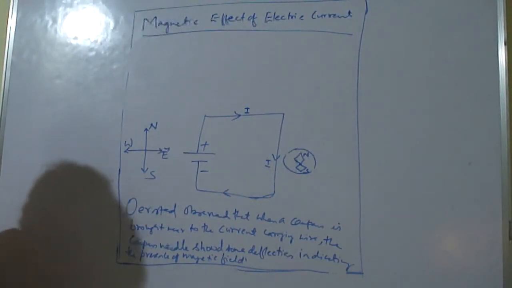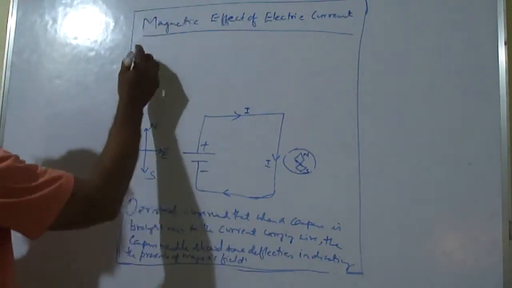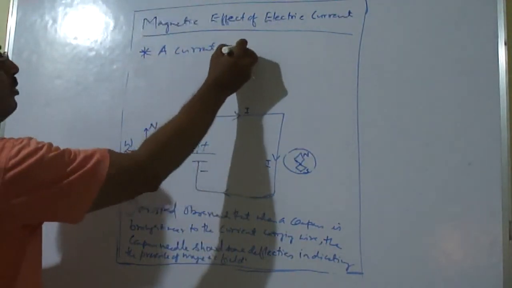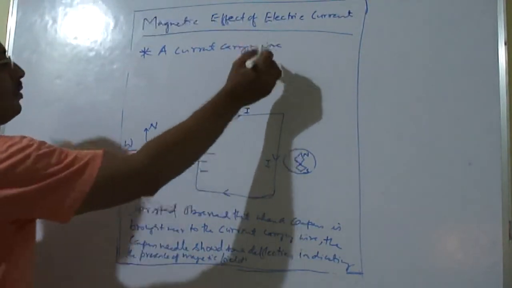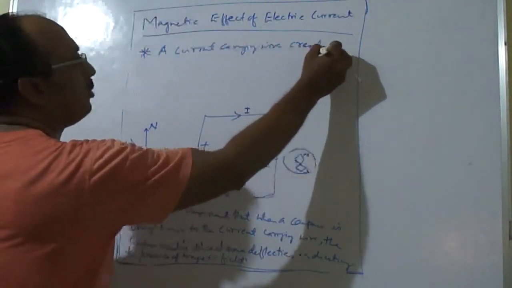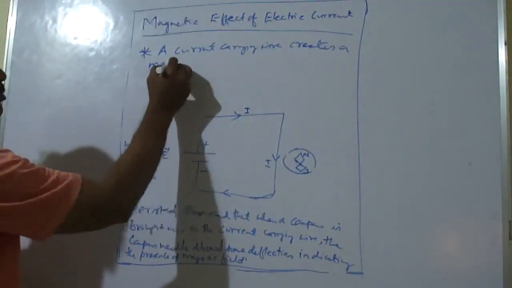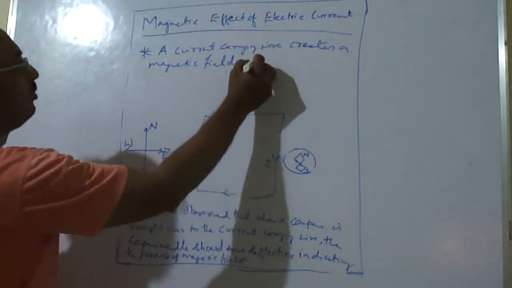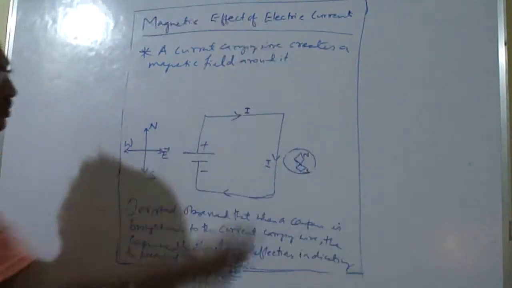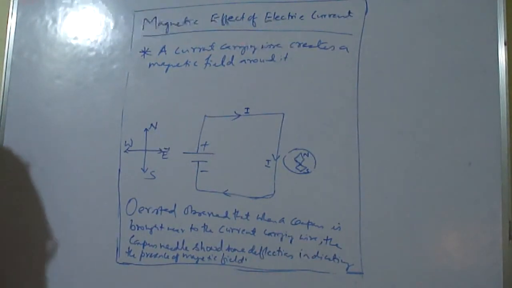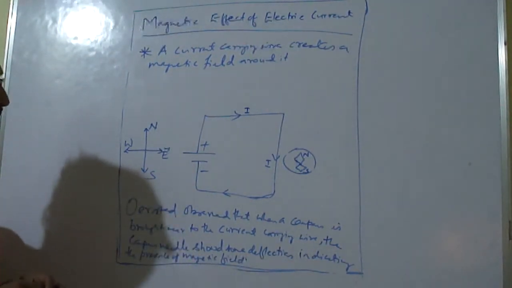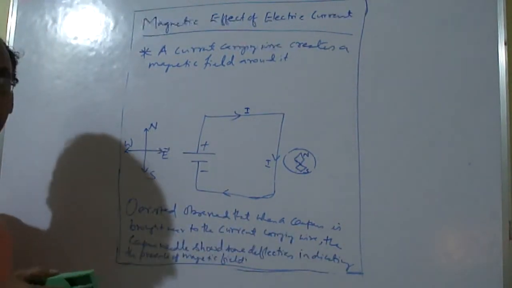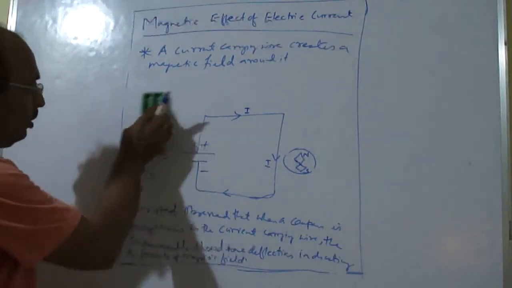So you can say a current carrying wire creates a magnetic field around it. Okay? Right. So now, the direction of that magnetic field.